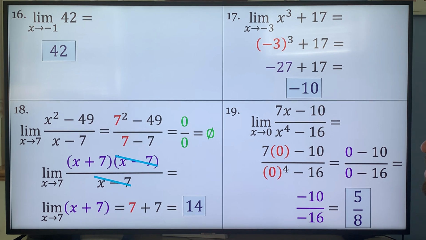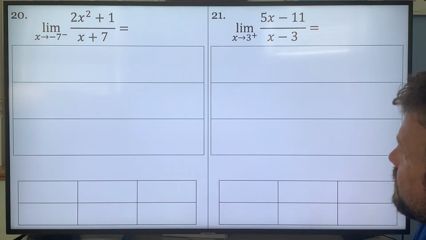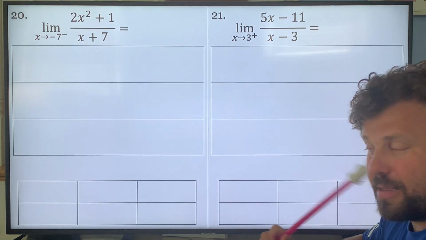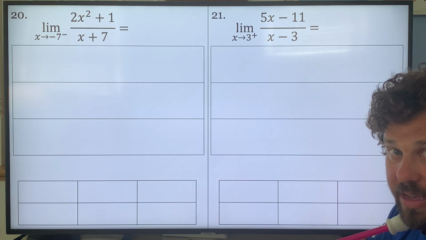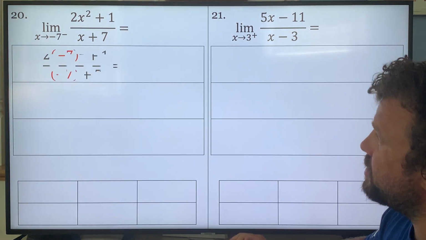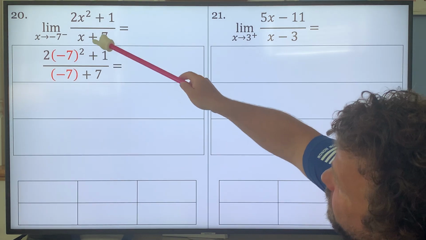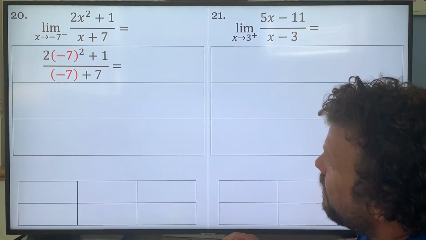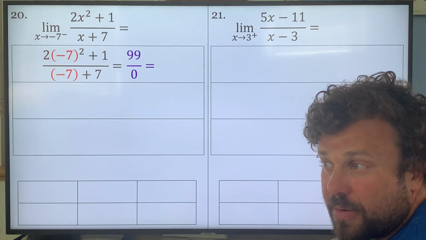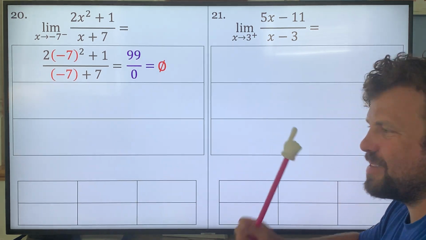Right? Those are the 4 easy ones. Let's crank it up a level. Uh-oh, these are one-sided limits. So, judging by these things down here, they're probably not going to be good. First thing I'm going to do is plug negative 7 in there. If I plug negative 7 in here by itself, I get as an answer 99 over 0. Anything divided by 0 is indeed undefined.